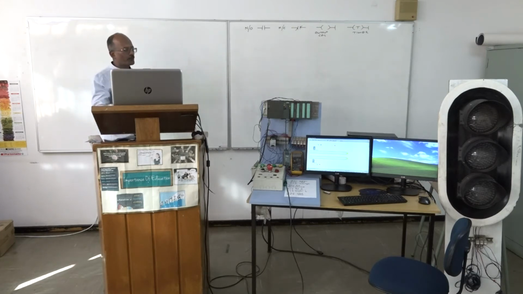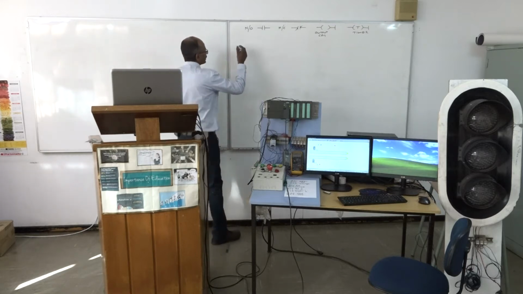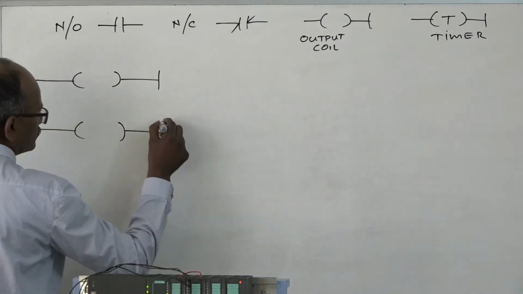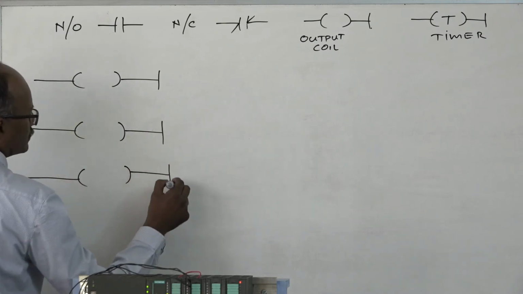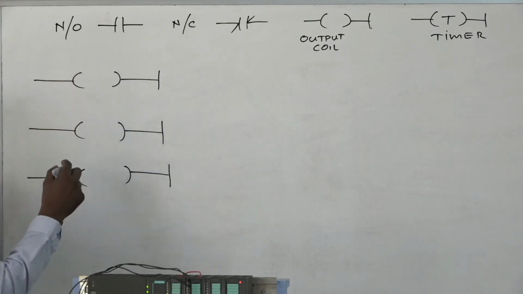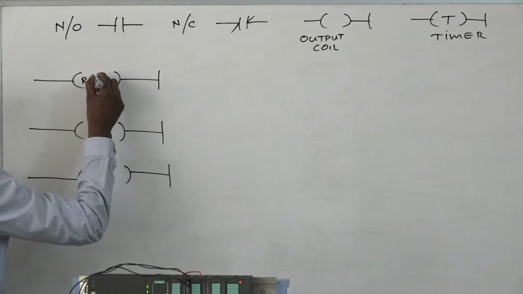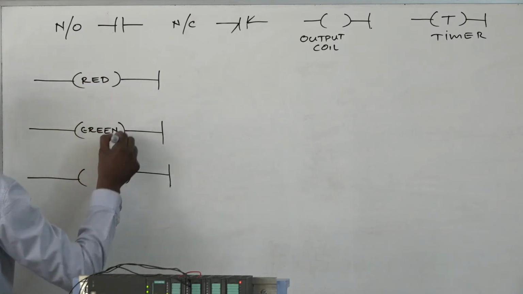Before we actually get into the actual PLC program, let's identify our inputs and outputs. For my outputs, I'm going to have, obviously, 3 output coils, which I'm going to call, if you want, red, green, orange.